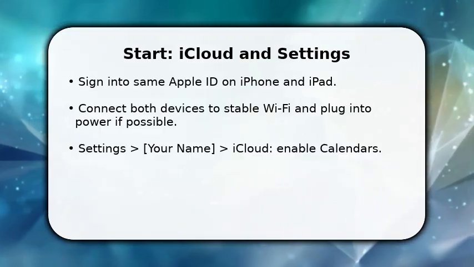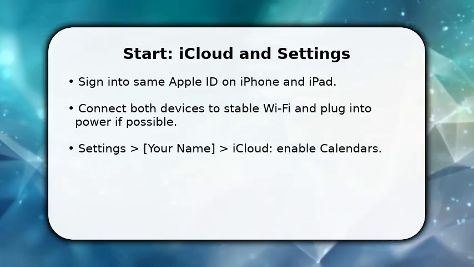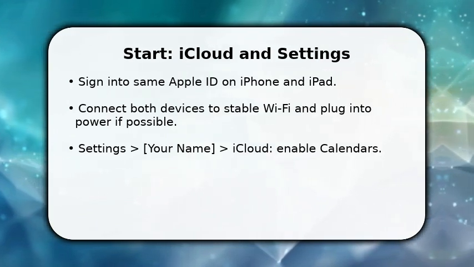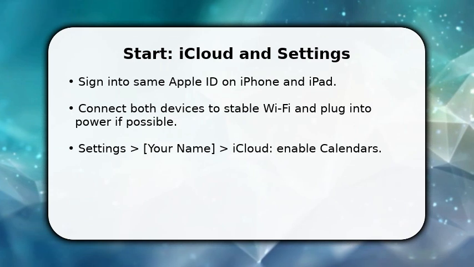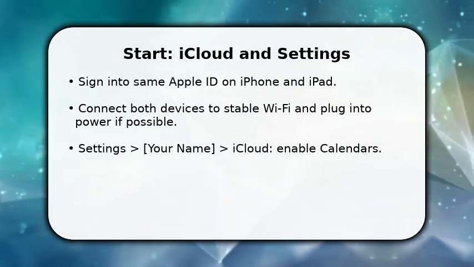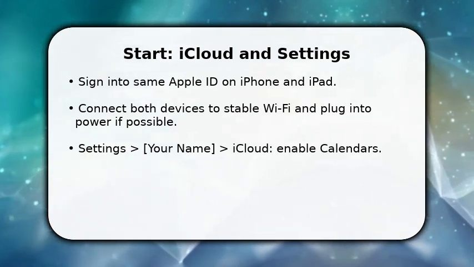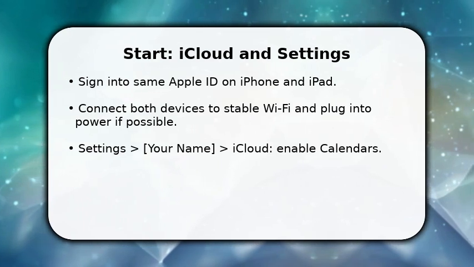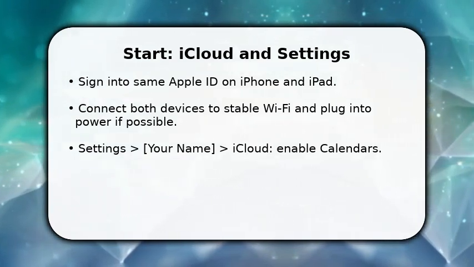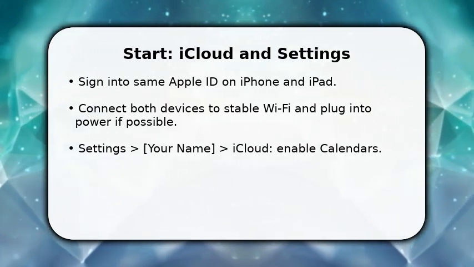You start by confirming both devices use the same Apple ID and are on a reliable Wi-Fi network. Once done, open Settings, tap your name, then iCloud and toggle calendars to on both iPhone and iPad. This registers calendars with iCloud, which is the only built-in sync method between Apple devices. Make sure background app refresh is enabled for calendar so updates propagate. Now allow a minute for iCloud to upload local events before continuing to the next steps.